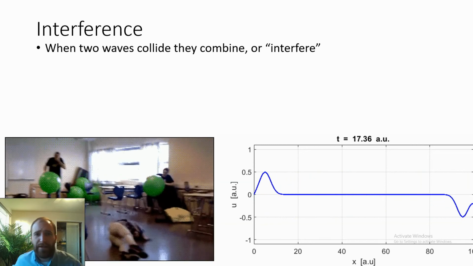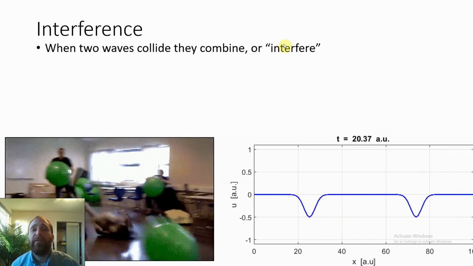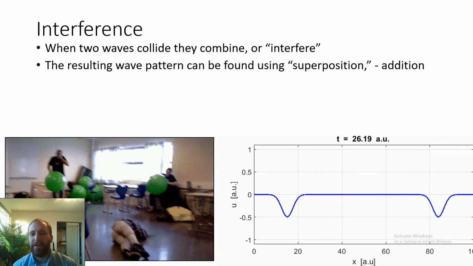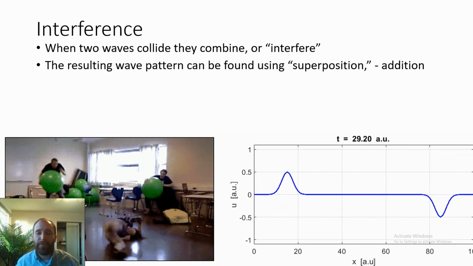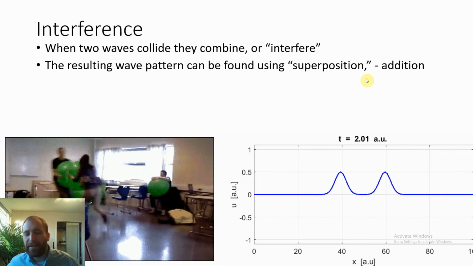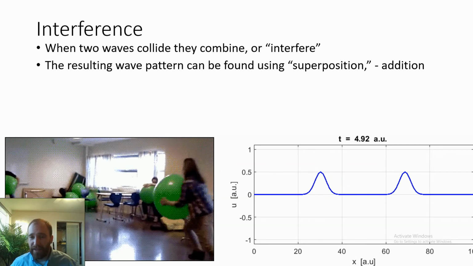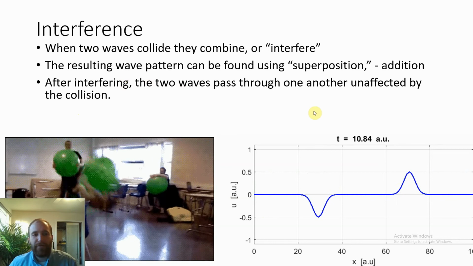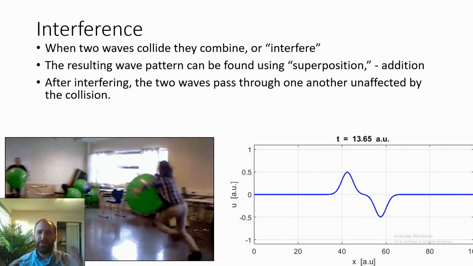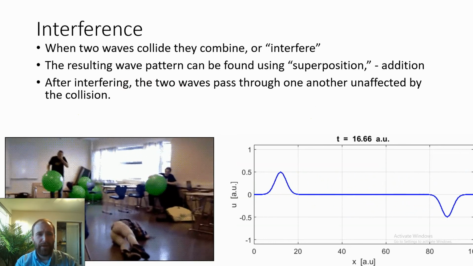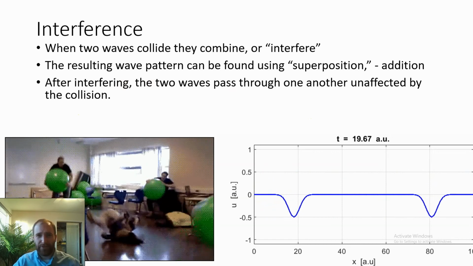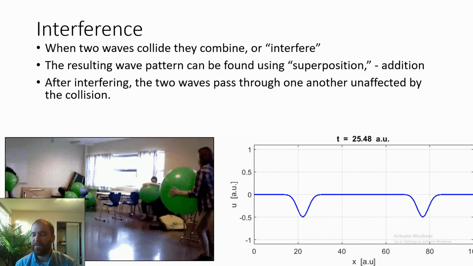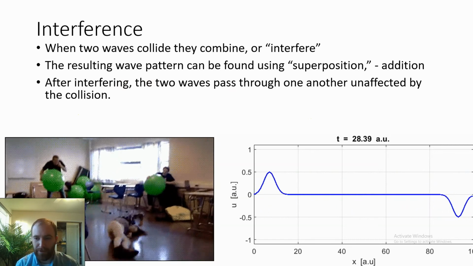So when two waves collide, they combine or interfere is the word we have for this combining of waves. The resulting wave pattern can be found using, new word here, superposition, which is like a fancy physics way of saying adding. When you use superposition, you are just adding the two together. After interfering, the two waves pass through one another unaffected by the collision. So if we were trying to use this hallway analogy, if you were waves, you'd almost act like ghosts. You would just collide, interfere with one another, and then just go happily on your way as if you never even touched one another. You just go right through one another.